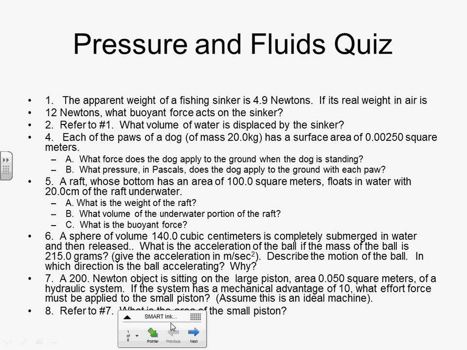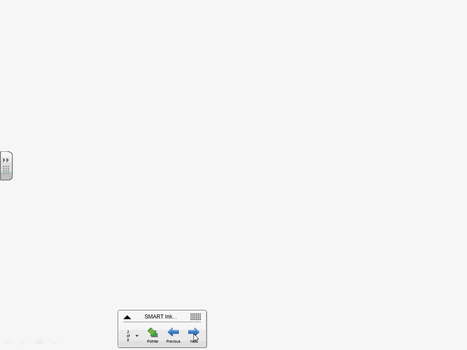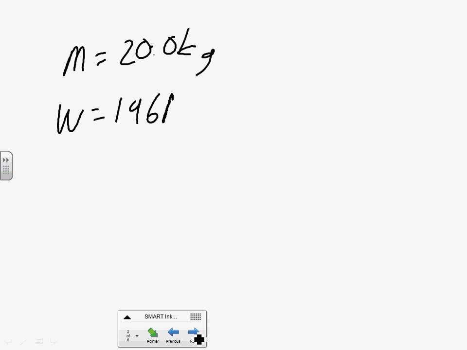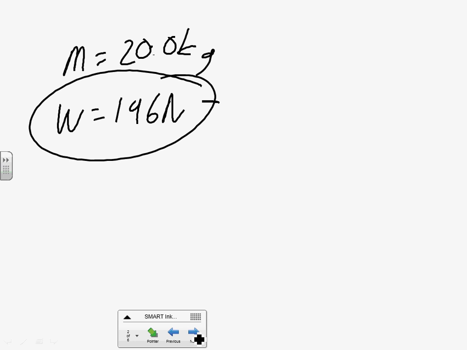So let's go to another slide so we have a little room. Here's what we know in this problem. The dog's mass is 20 kilograms. From that mass, we can find the weight. We know that weight equals mass times gravity. So let's go 20 times 9.8, and we get 196 newtons as the weight. That weight is the force the dog applies to the ground. That's the answer to part A of our problem.